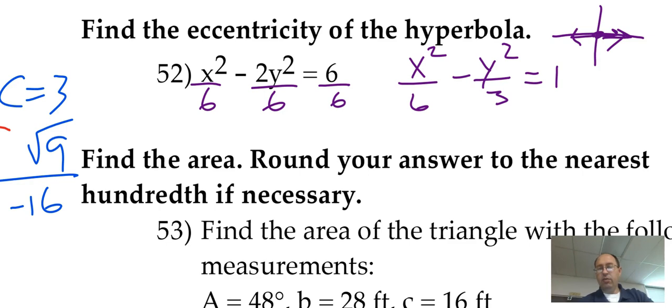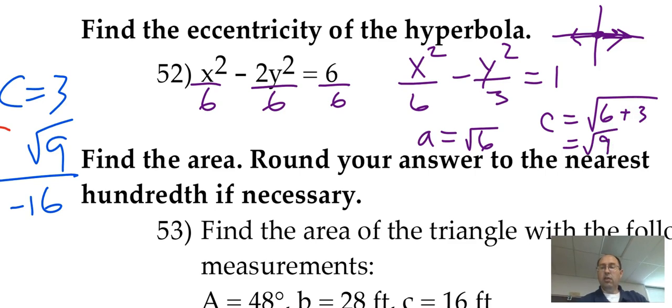So let's see here. We want the distance to the vertex is going to be radical 6, right? So my A value is radical 6. And since that's the longer between A and B, actually, no, it really depends on which way it opens, okay? Not longer in this case. So my C value is found by taking the square root of 6 plus 3, which is the square root of 9, also known on the street as 3.